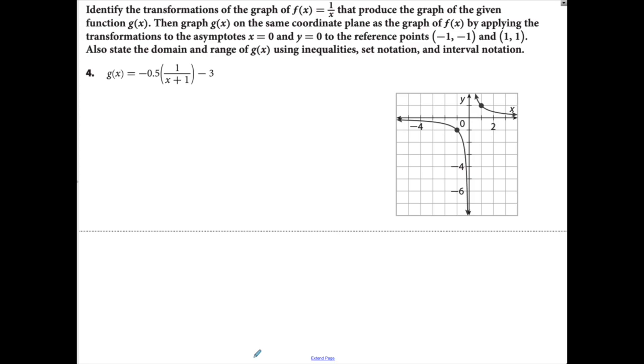There will be another problem if you're kind of confused about what I'm looking for you to do, but please at this time pause your video, try the best you can to create the graph, describe the transformations, and do the domain and range, and then when you're ready, unpause and you can see what I got.